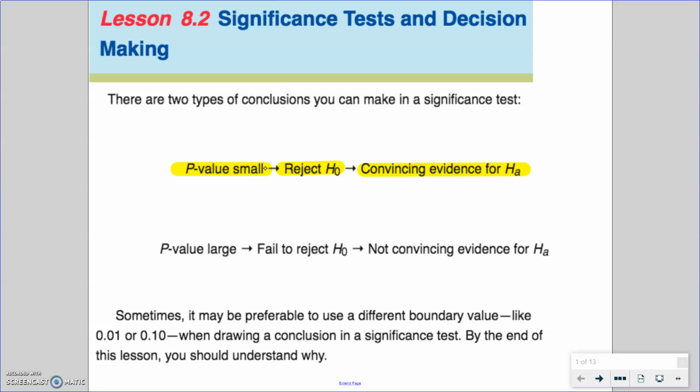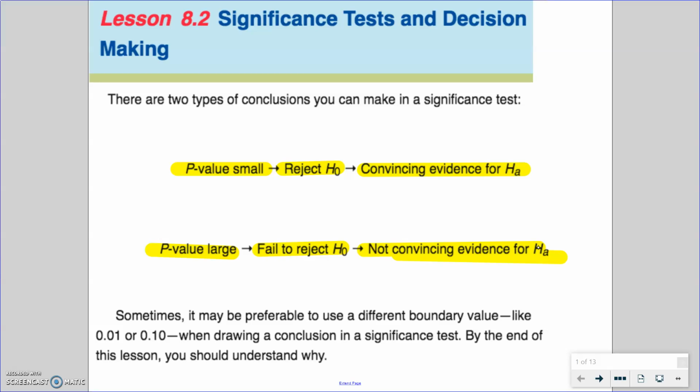Versus if the p-value is large, we fail to reject the null because while we might have some evidence, it's not what's called convincing evidence. It's not enough for us to say, hey, the statistic that is already out there is completely false and we should throw it away because I surveyed 50 people and they disagreed, right?